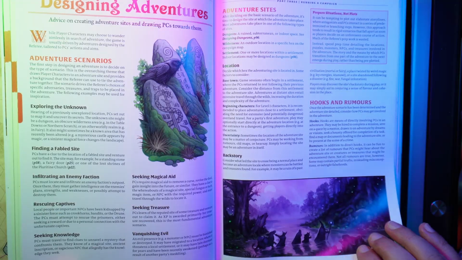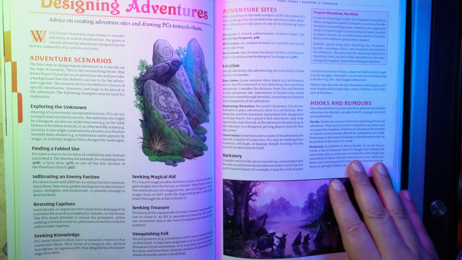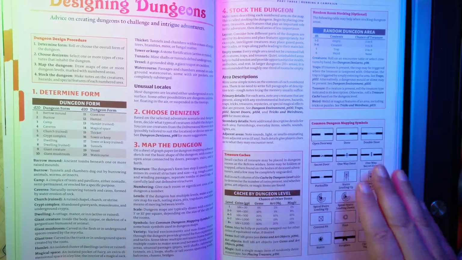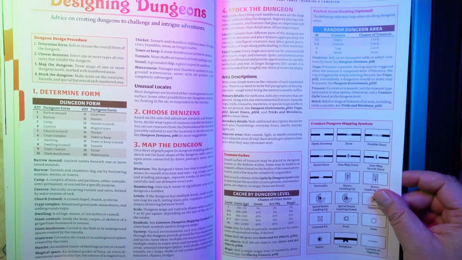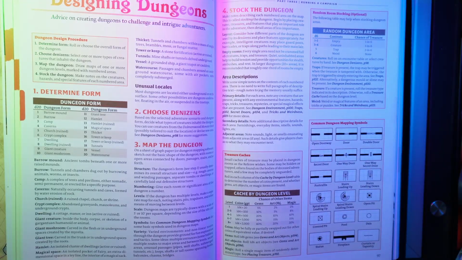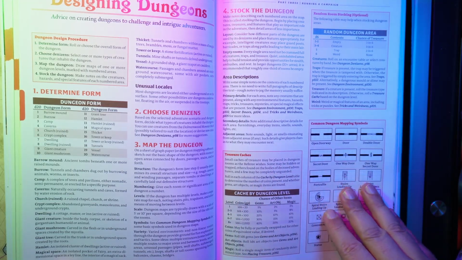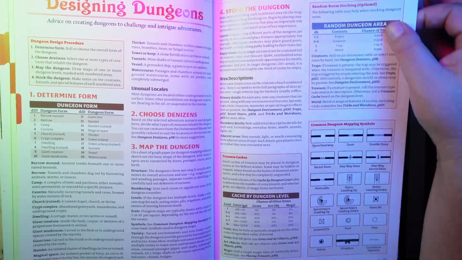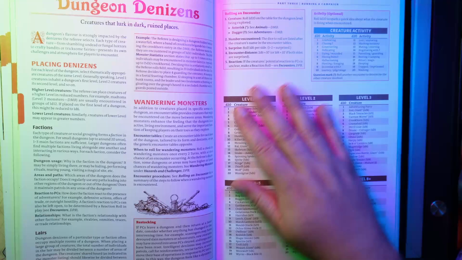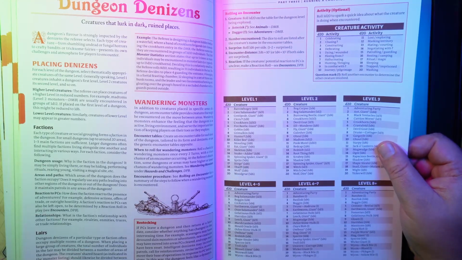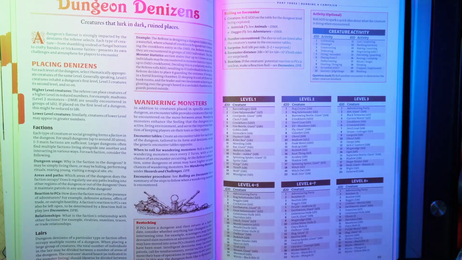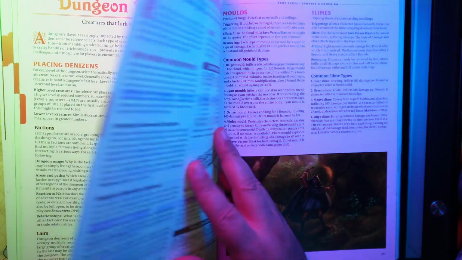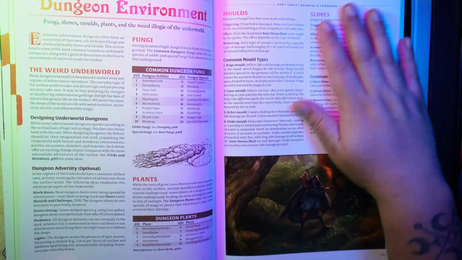So again, this goes into designing adventures and adventure sites, which is just great advice. Designing dungeons, again, great advice with common dungeon key symbols. Like, this is the kind of stuff you as a new GM are going to need no matter what game you're running. So it's awesome that they did it this way. And then you've got your dungeon denizens, which includes your ability to stock a dungeon and do wandering monsters, basically just out of the book. Amazing, very versatile and useful.